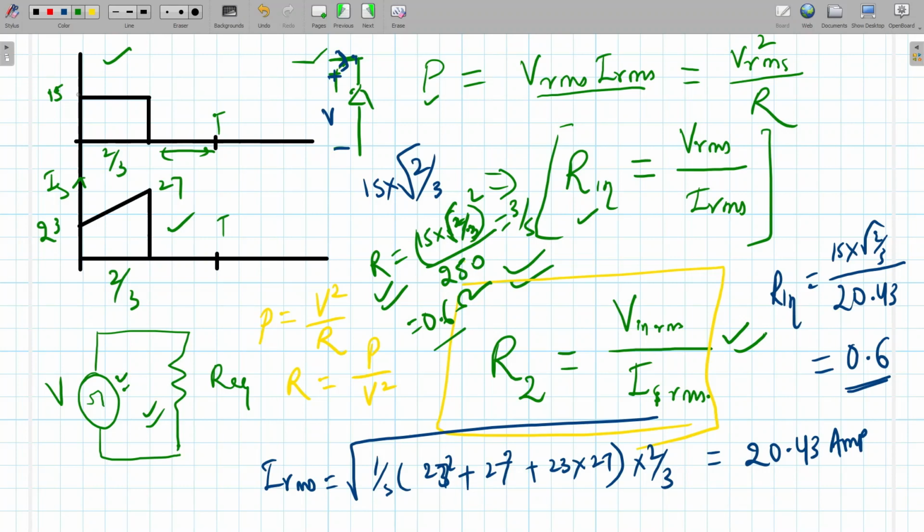See this RMS, this current is present for how much? 2 by 3. So what is the RMS value? RMS for this one is equal to 15 square into 2 by 3 into D. Sir, 0.6 only, sir. So see, both cases I have calculated. One place we are getting 0.9.